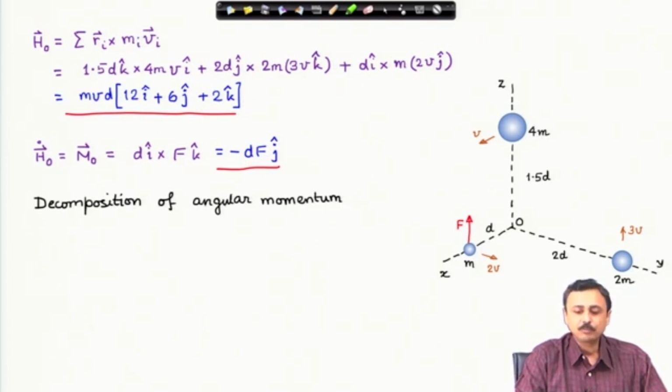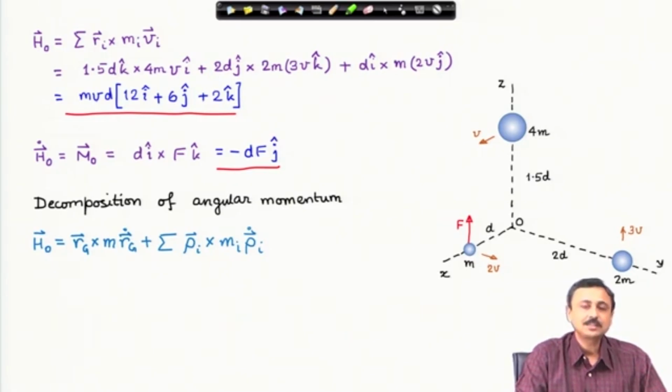Let us look at the decomposition of angular momentum which we had discussed. Therefore, the angular momentum about O can be decomposed as the angular momentum of the center of mass about O, so basically the moment of linear momentum of the center of mass with all the mass concentrated there about O, plus the moment of relative linear momentum of all particles about G. This rho i is the vector from G to the ith particle, and rho i dot is the relative velocity of the ith particle with respect to the center of mass velocity.